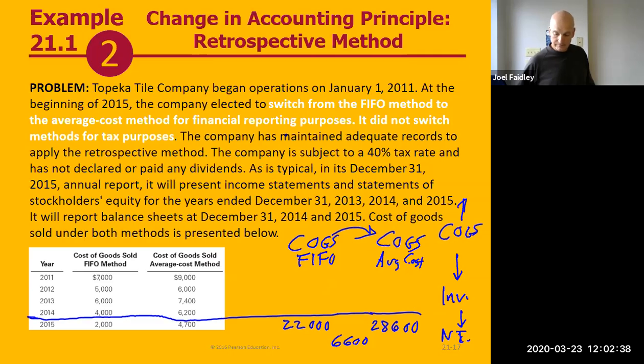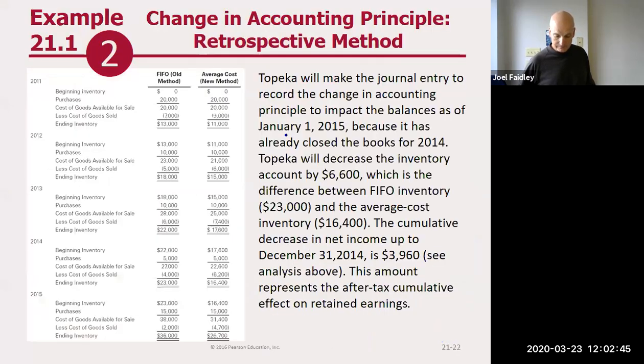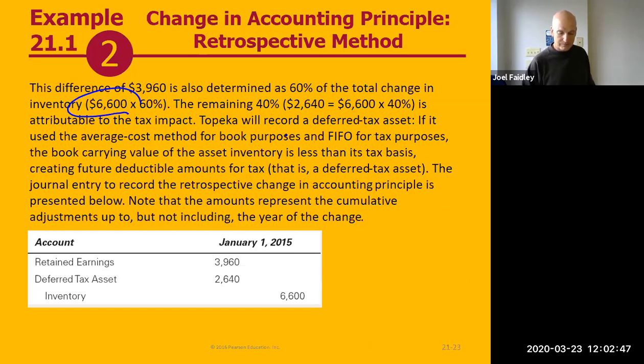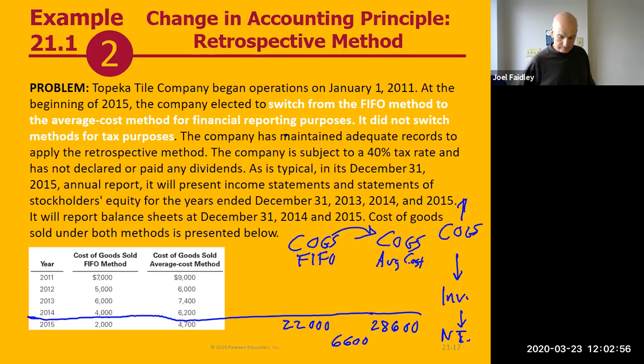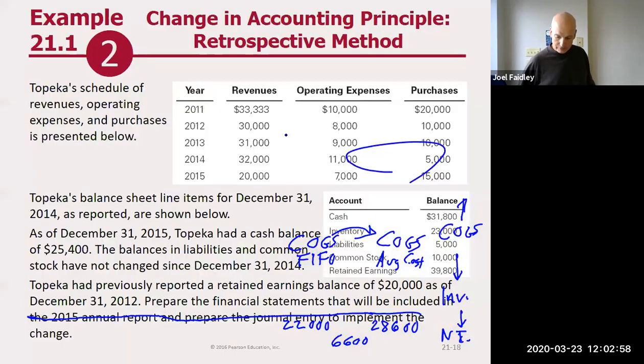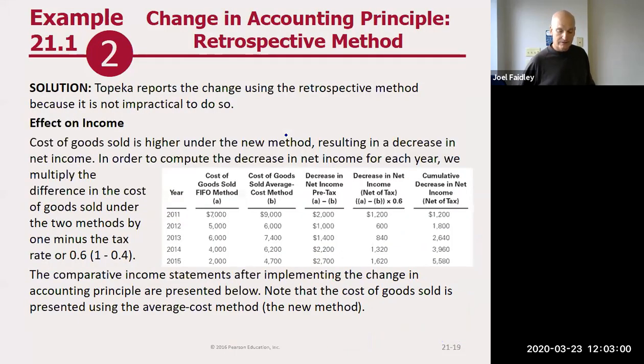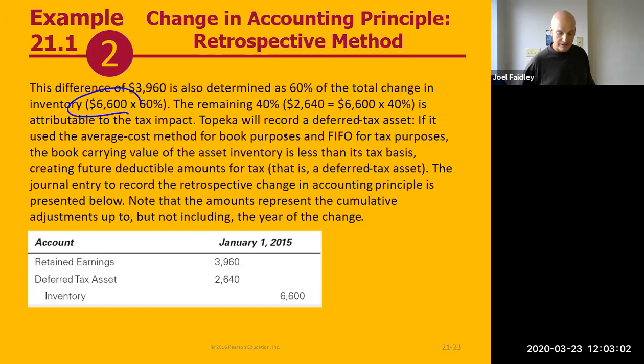Excuse me. Cost of goods sold up, less net income. Cost of goods sold went up, net income has to go down. So 6,600 times 60%, because the tax rate is 40%, right? That was in there somewhere. 40% tax rate. So again, we're using the 1 minus the tax rate to see what the impact is on retained earnings.